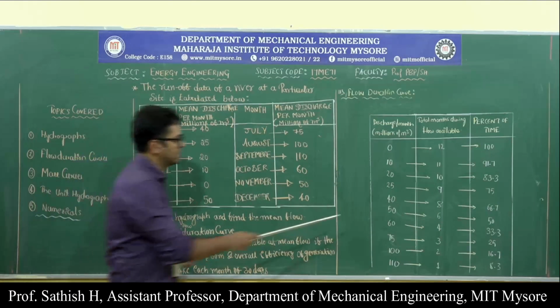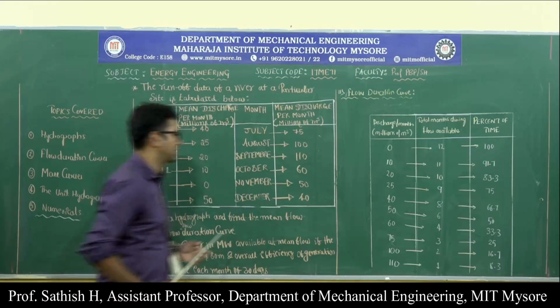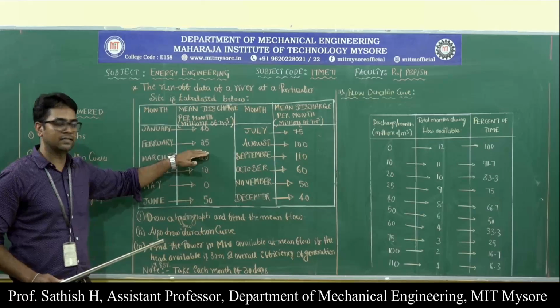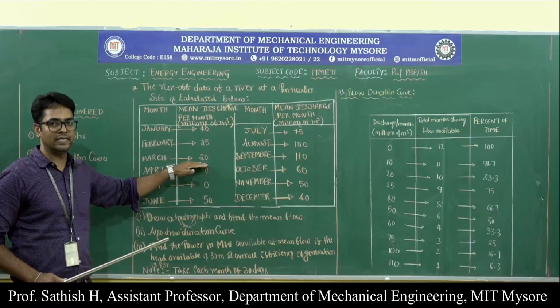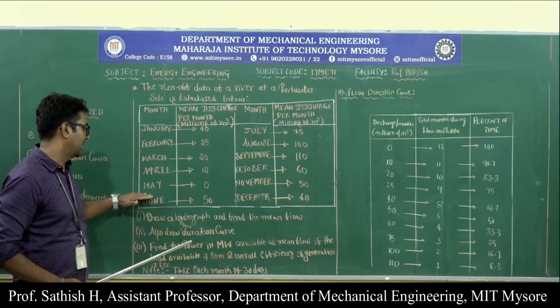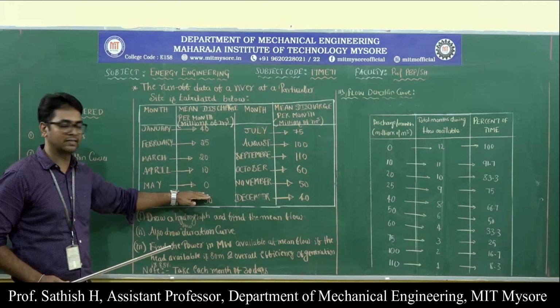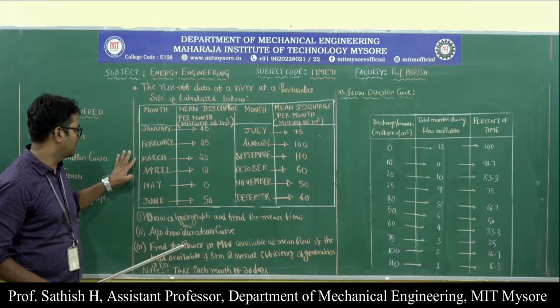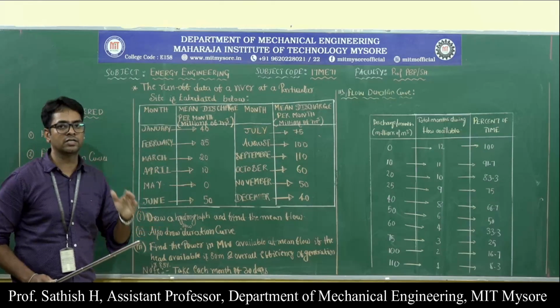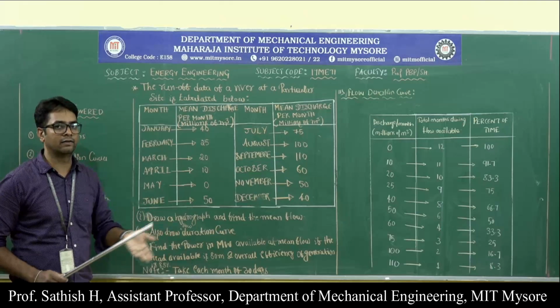So next one is a 40. The discharge we have taken is 40. Here in February we have 25, which is less than 40. March we have 20, less than 40, then April we have 10, less than 40, and then May we have 0, less than 40. Except February, March, April and May, in all the other months we have a discharge equal to 40 and greater than 40.